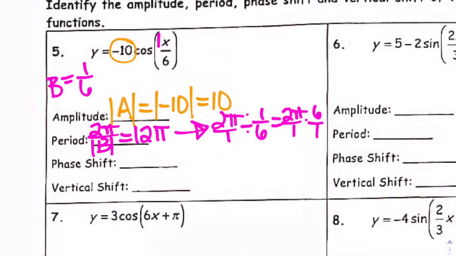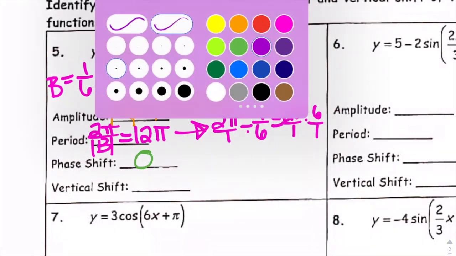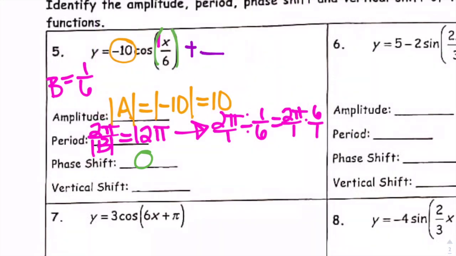Our phase shift is if there's anything added or subtracted inside of our parentheses right here, and there's not, so we have no phase shift. And then our vertical shift is whether or not we add or subtract something on the end, which we don't, so there's a 0 for our vertical shift as well.